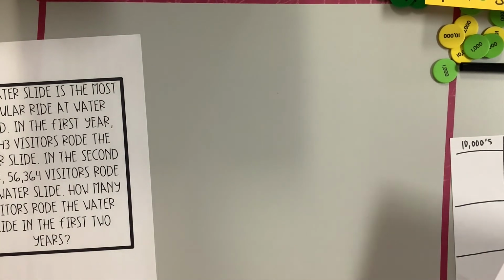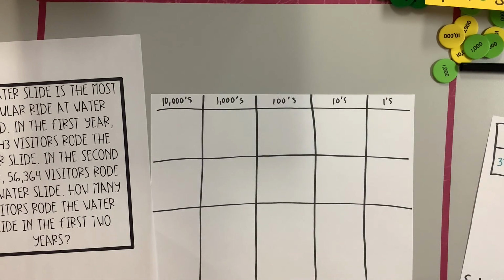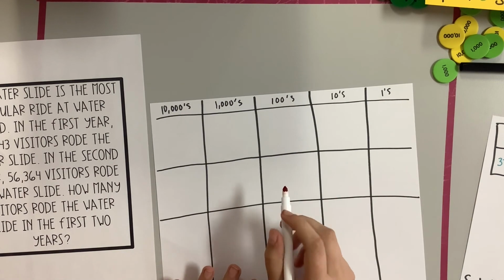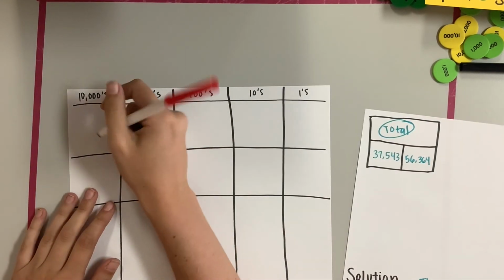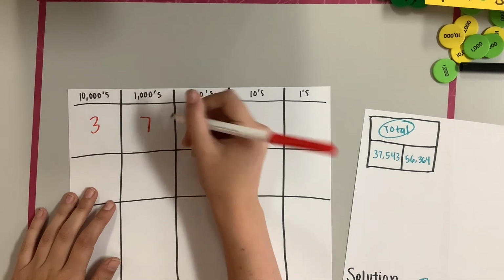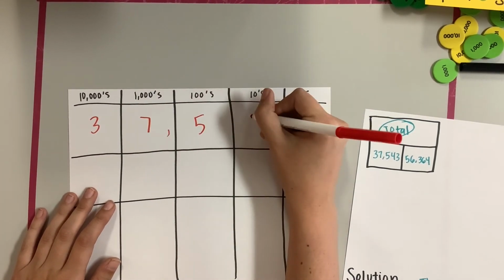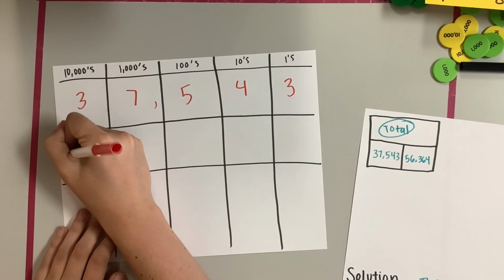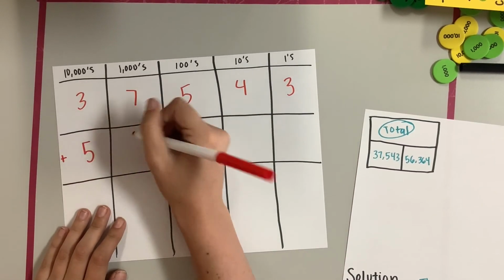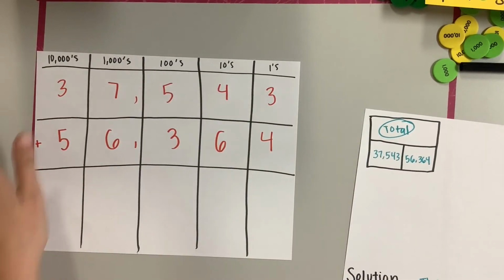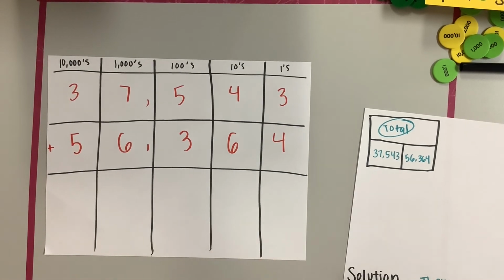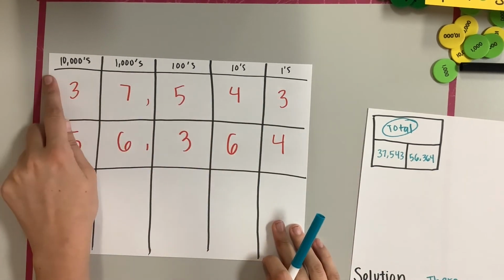Now, let's jump straight into the adding portion of this problem where we solve the problem. So I'm going to go ahead and put my numbers in this chart and I'm going to line them up by place value. So I have 37,543, and I'm combining that with 56,364. There. All my places line up. So now I'm just going to add, starting with the ones place and moving across.